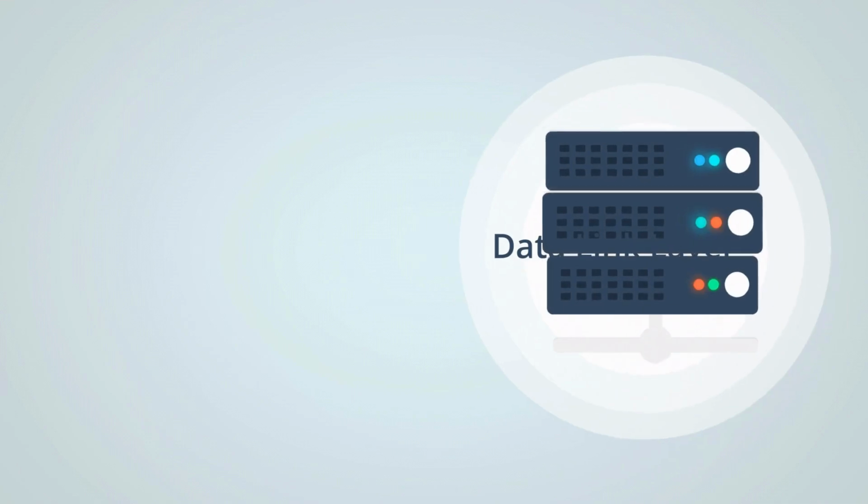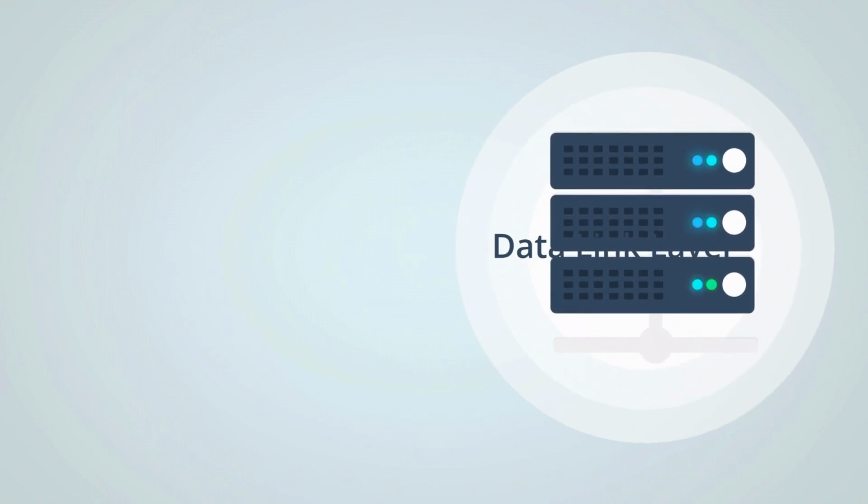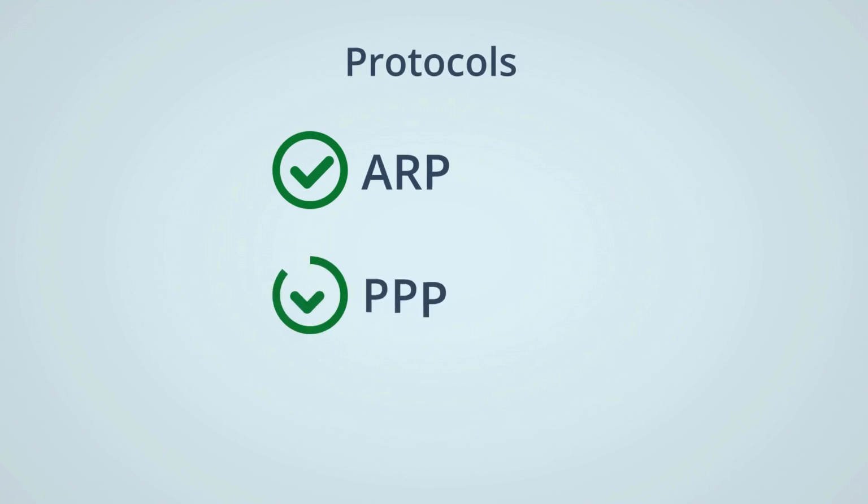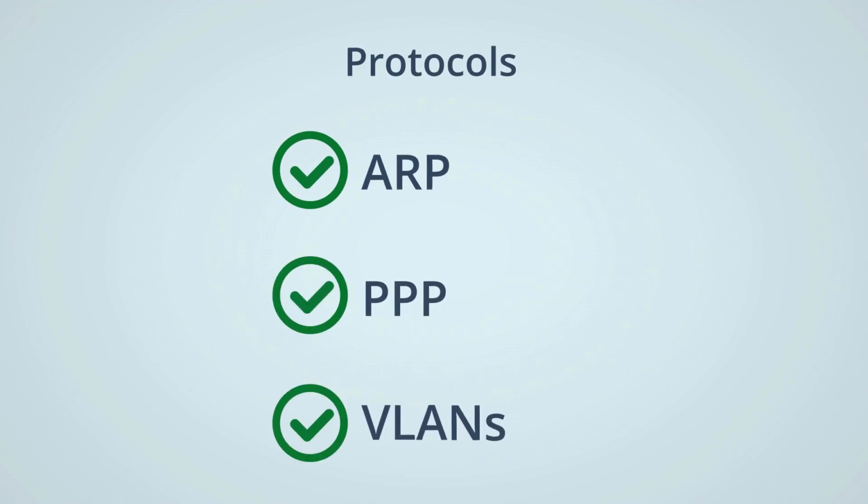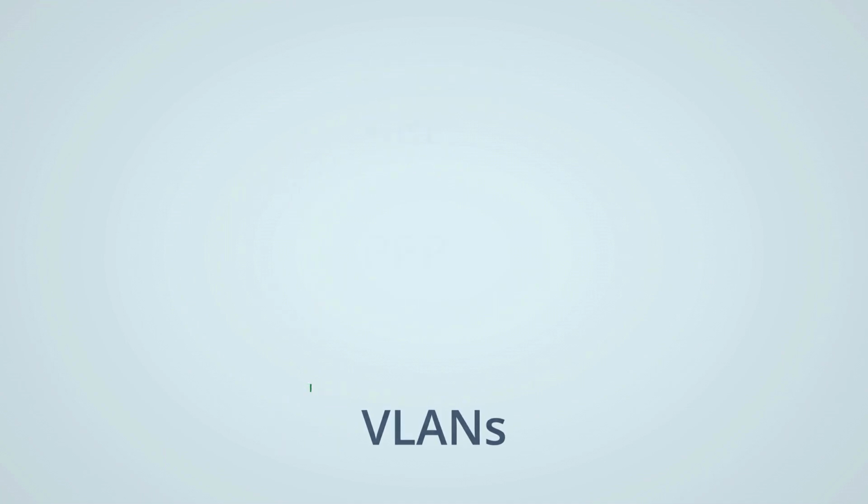Moving on to Layer 2, the data link layer. This is where data frames get transferred over the physical layer. Think of it as the construction crew that lays down the roads. Protocols like ARP, PPP, and VLANs work here. And of course, switches are the hard-hatted workers, making sure everything is connected.